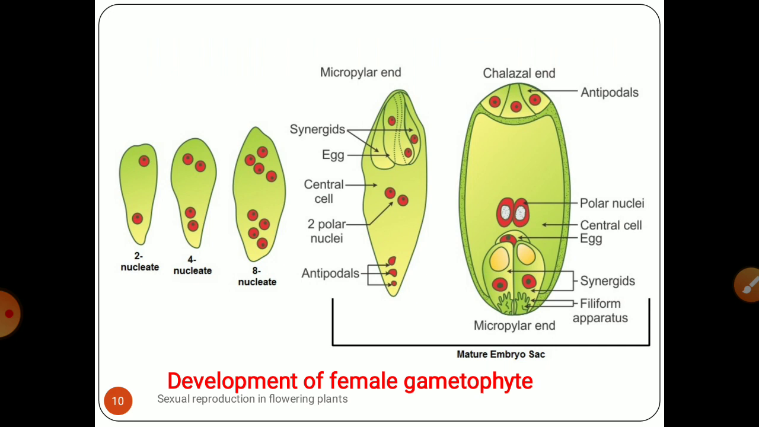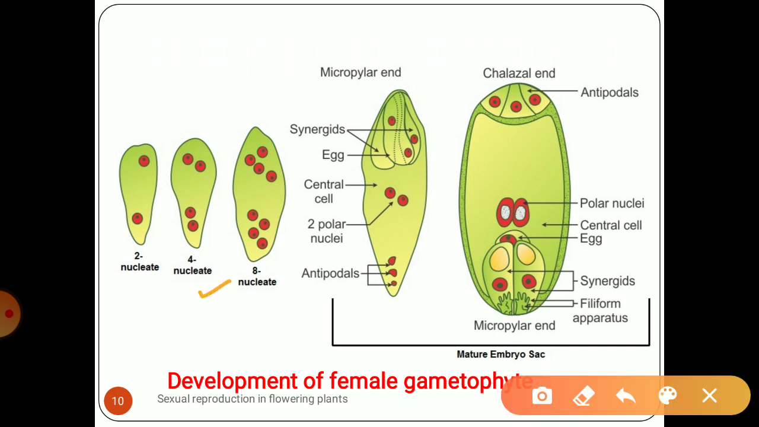This one nucleus divides through mitosis and forms two nuclei. These two nuclei sequentially divide further through mitosis and form 4 nuclei. From 2 it becomes 4 nuclei, and from 4 it forms 8 nuclei.